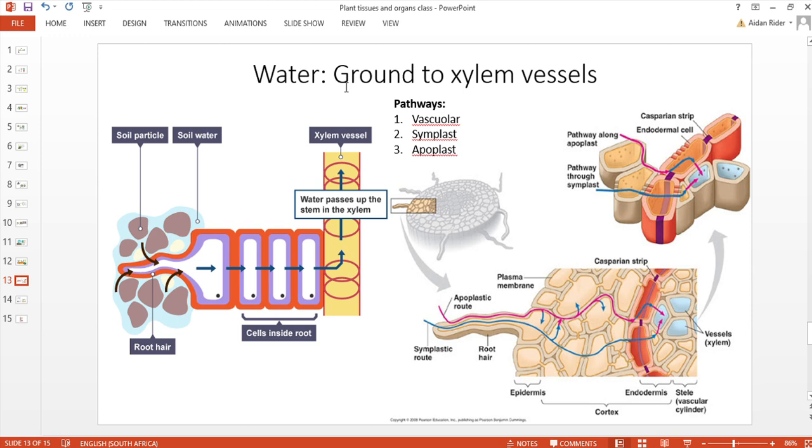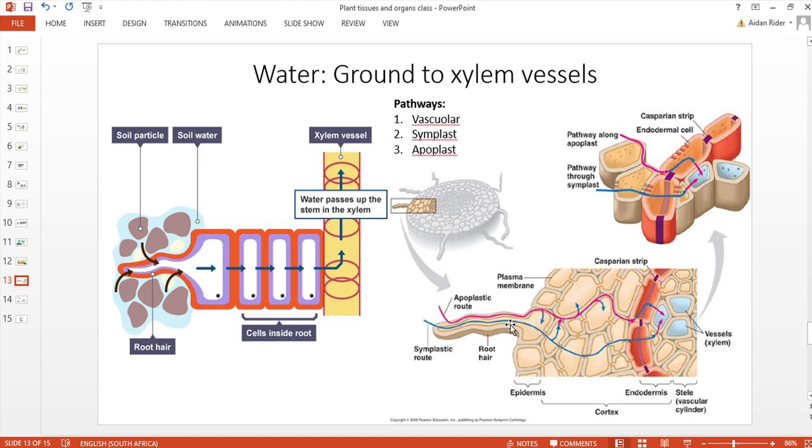Okay, but there are three different pathways by which the water can enter. I mentioned from vacuole to vacuole. This pathway is the vacuolar pathway. But there are two others as well, the symplast and the apoplast. The symplast route, here in blue, shows you it goes in through the vacuole.